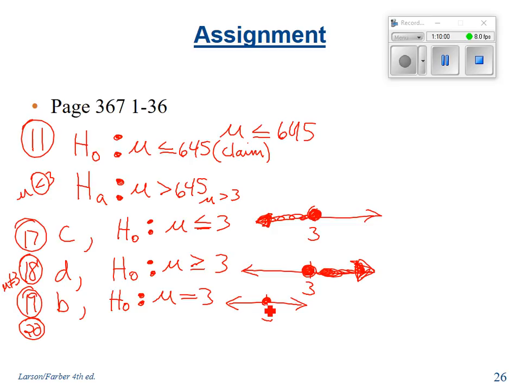Mu is greater than 2. Well, there's only one choice left. I'm guessing that's probably it. Which one is it? A. What's our null hypothesis going to be this time? If mu is greater than 2, what's the null? Less than or equal to 2. We go to graph it. 2, what kind of dot on 2? It's less than or equal to? Solid, and which way do we shade?